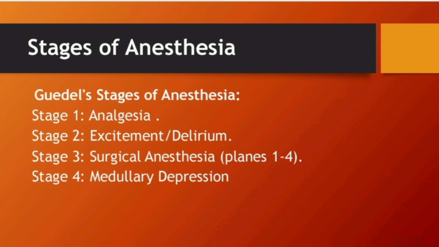Then the third stage is surgical anesthesia. At this stage, the patient's eyes stop moving and their muscles completely relax, and they may stop breathing without the help of machines. Then the fourth one is medullary depression. At this stage, the patient's brain stops telling their heart and lungs to work. This is very rare with modern technology, but it can be fatal.